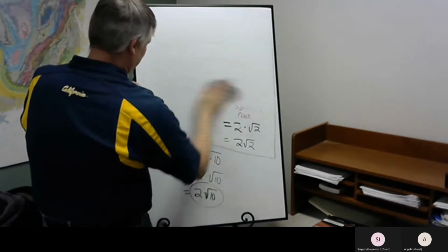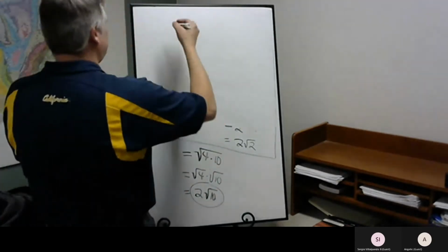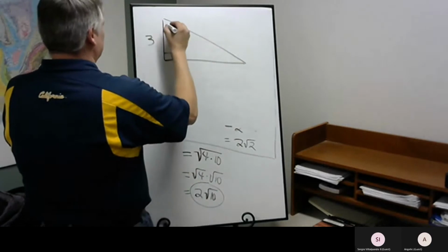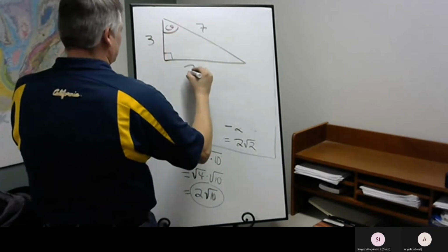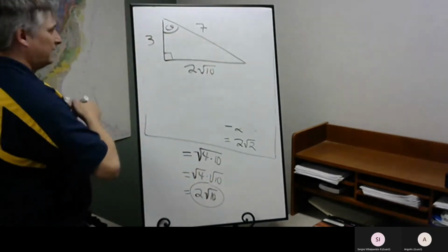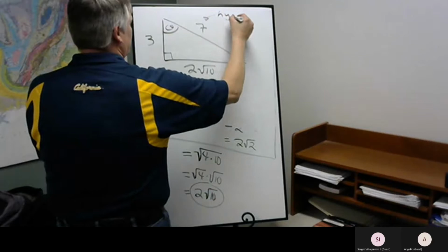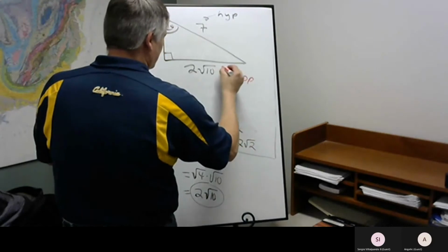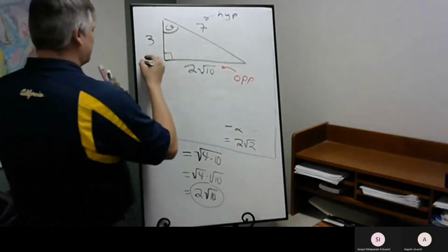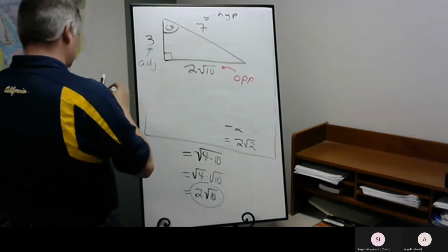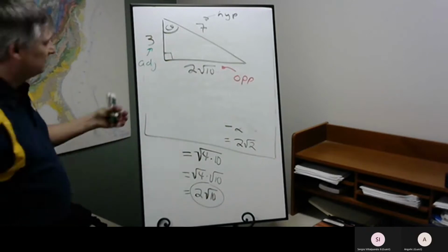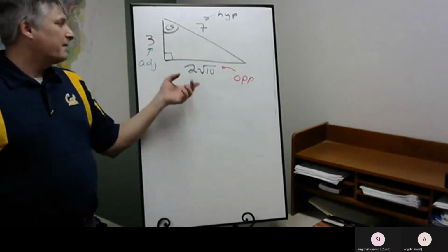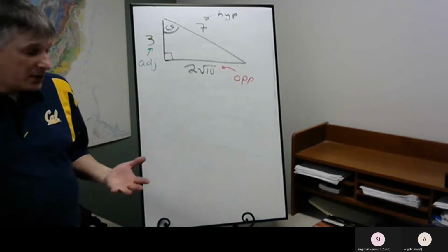So let's take a look at our triangle. And again, this is the hypotenuse. This one's the opposite. And this one's the adjacent. So sometimes before you can do anything with these trig functions, you've got to find all the missing sides of the triangle first. And then we can do something with the trig functions.